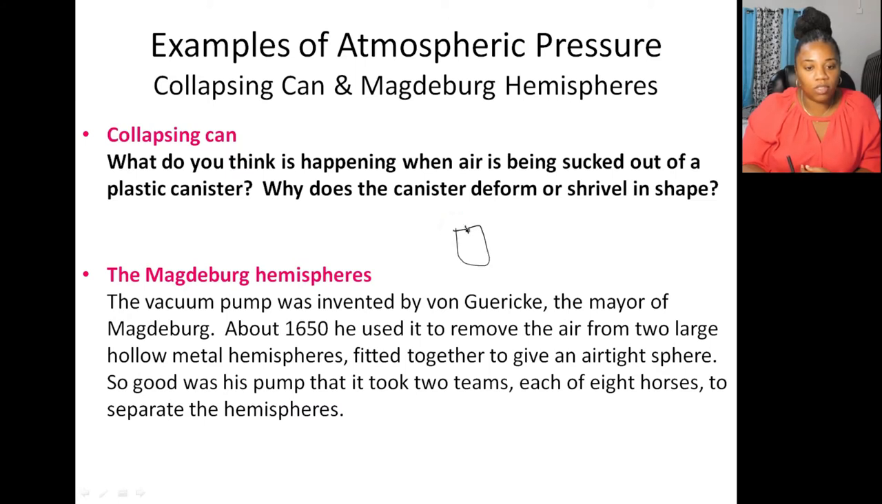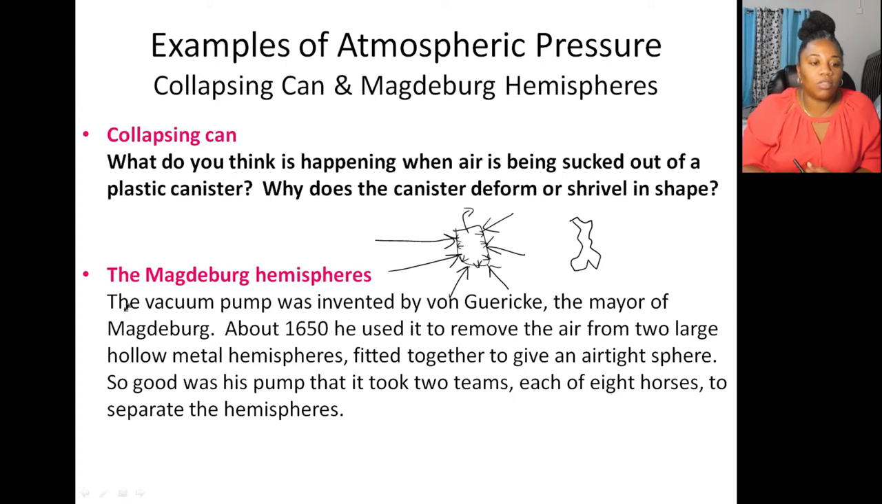if you're sucking out air, if air is being removed, then you're decreasing the pressure. The pressure that was once balancing out with the pressure on the outside is much less in here. And therefore, atmospheric pressure now is winning the war. And that atmospheric pressure will cause the can to bend in on itself, right? Look like crumpled tissue.